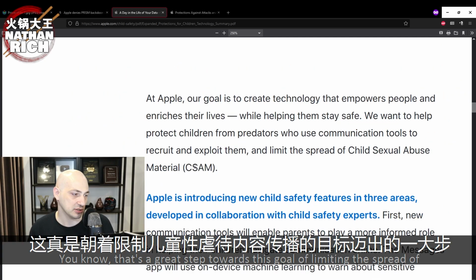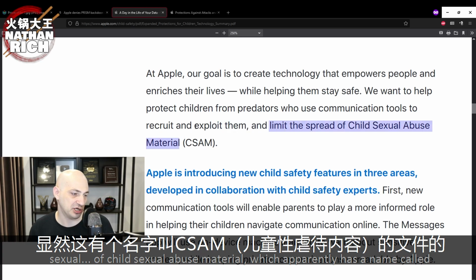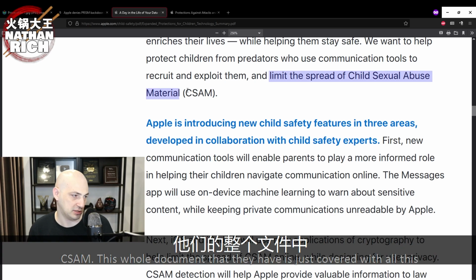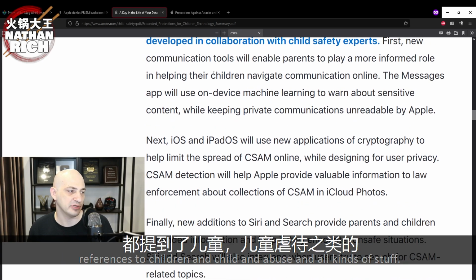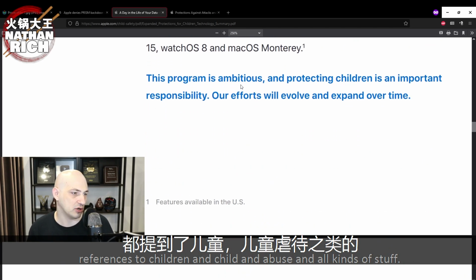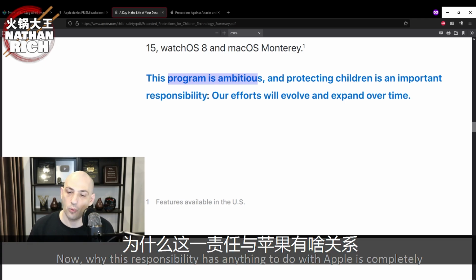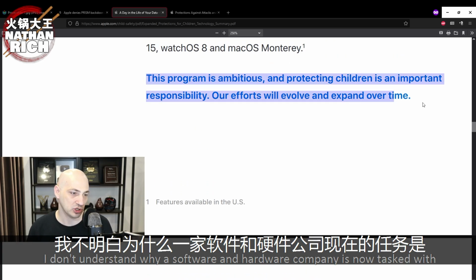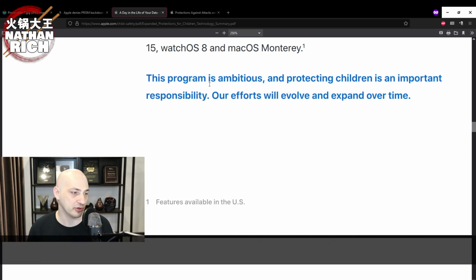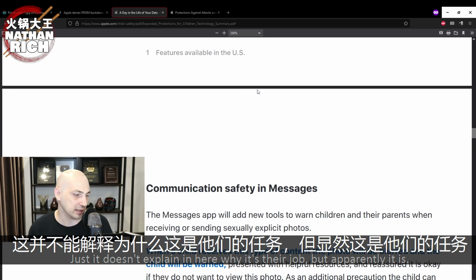So that's great. That's a great step towards this goal of limiting the spread of child sexual abuse material, which apparently has a name called CSAM. This whole document that they have is just covered with all these references to children and child and abuse and all kinds of stuff. And it says that the program is ambitious and protecting children is an important responsibility. Now, why this responsibility has anything to do with Apple is completely beyond anyone, hopefully, who's reading this. I don't understand why a software and hardware company is now tasked with protecting children. It doesn't explain in here why it's their job, but apparently it is.